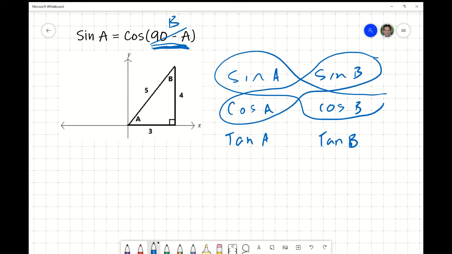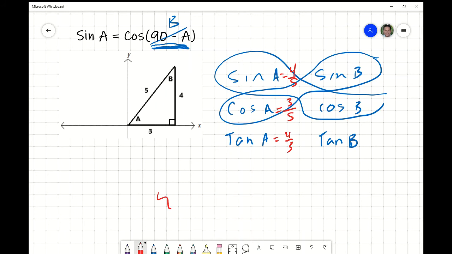So using our special right triangle, if our focus here is on A, then that means sine of A is equal to 4 over 5, right? Cosine of A is equal to 3 over 5, right? And then tan of A is going to be equal to 4 over 3, all right? So let's go ahead and erase that.